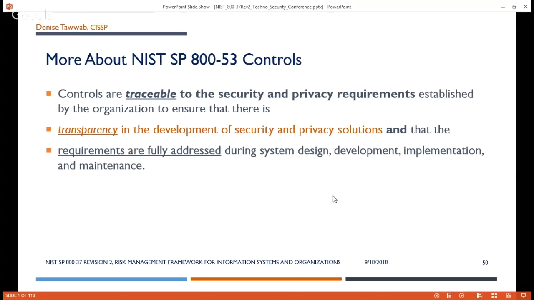Controls are traceable to the security and privacy requirements that were established by the organization to ensure that there is transparency in the development of security and privacy solutions, and that the requirements are fully addressed during system design, development, implementation, and maintenance. If you wait until you get a system completely stood up and ready to operate before you start thinking about security, it's going to cost you more and it's going to be very, very difficult to do, which is why it's going to cost you more. So bake security in. I'm going to keep saying that.